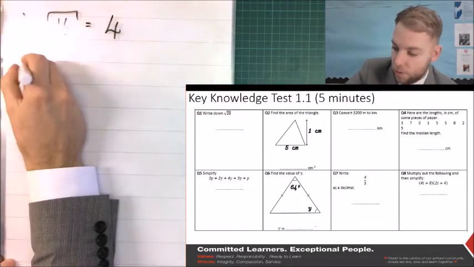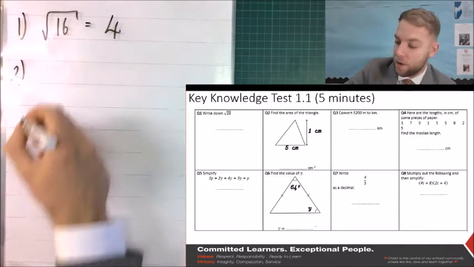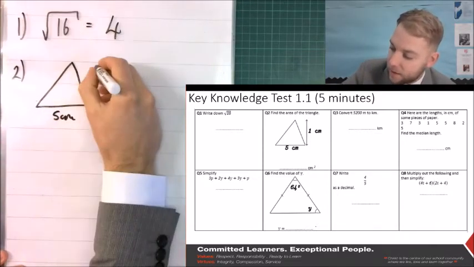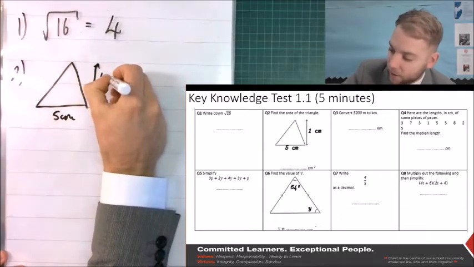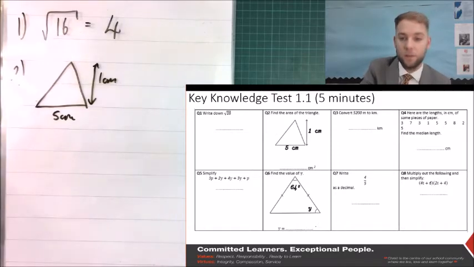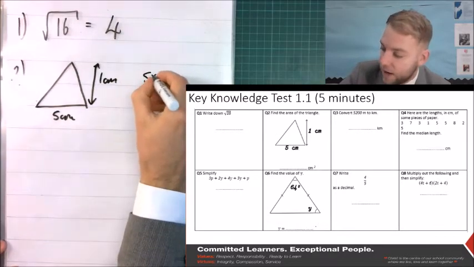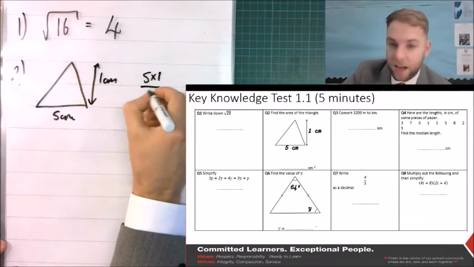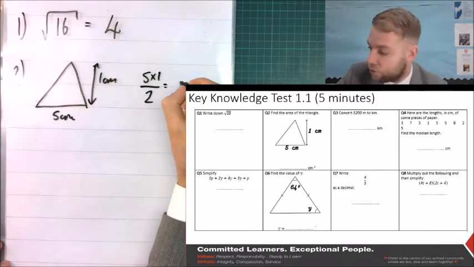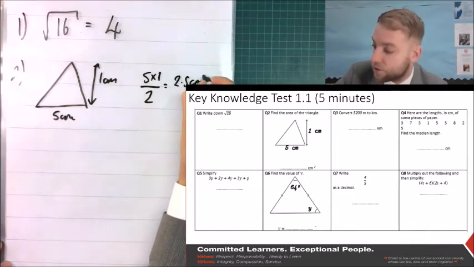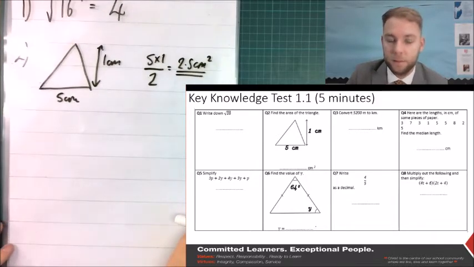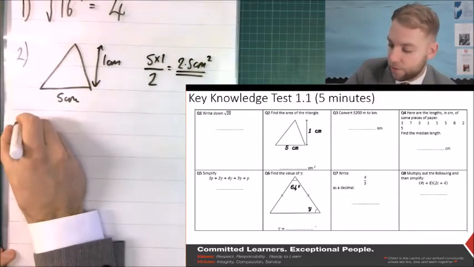Okay, question 2 was find the area of the triangle. Now, I always think about the area of the triangle because people always make the same mistake. When you're doing the area of the triangle, it's base times height, but then they always forget to divide by 2. So it'd be 5 times 1 in this case, divided by 2. 5 times 1 is 5, divided by 2 is equal to 2.5 centimeters squared. Watch my units on that one. 2.5 centimeters squared. Brilliant.